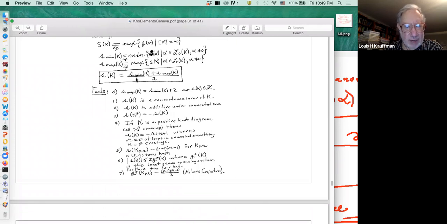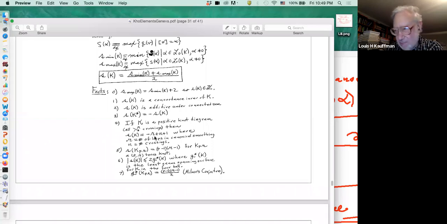That turns out to be an invariant, and remarkably so. It turns out that it's a concordance invariant of the knot, which means that if you have an embedding of a tube in four space from one sphere to another, it will be invariant. It's additive under connected sum. On the mirror image, it changes sign. And if you have an entirely positive knot diagram, then you can show that the invariant is equal to minus r plus n plus 1, where r is the number of loops in the Seifert smoothing, and n is the number of crossings. And this number here is twice the genus of the Seifert surface.